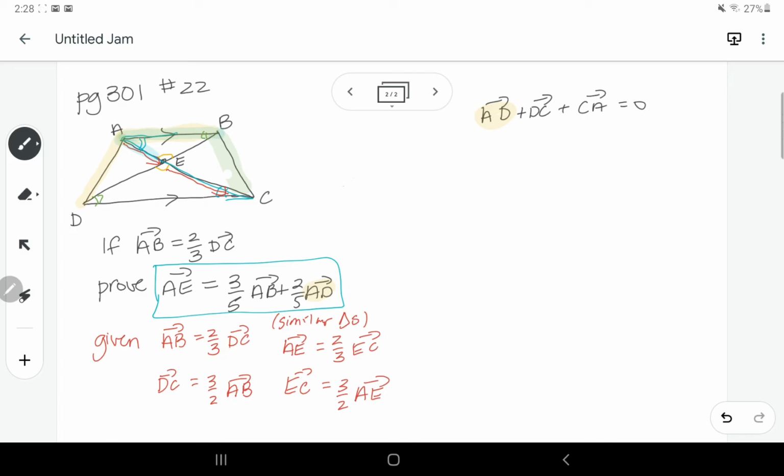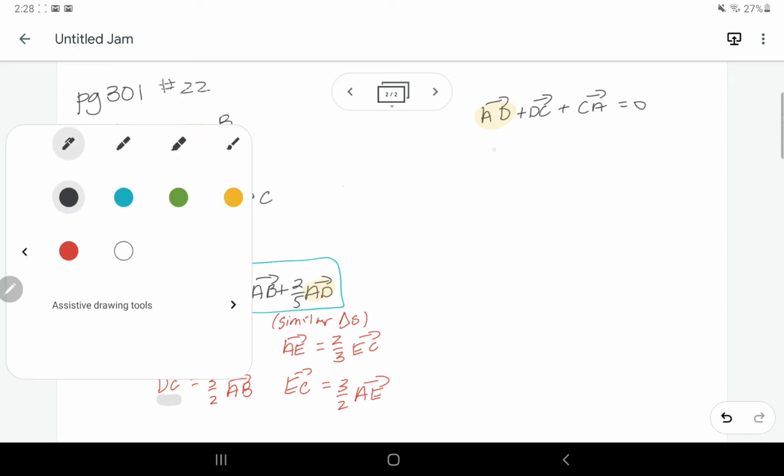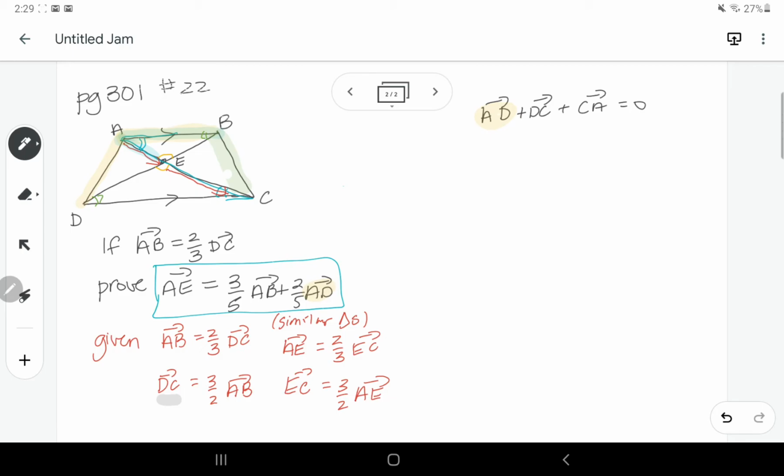But I'm going to keep going here, and I'm going to substitute in what I know about DC. And I know that DC is 3/2 AB. So this is AD plus 3/2 AB. Don't forget your vector signs. So that looks like where I'm going, doesn't it? I've got something about AB and something about AD. Now I just need to make that equal to something about AE.